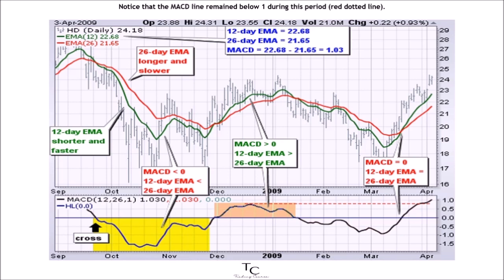Look at the red dotted line. This means the distance between the 12-day EMA and 26-day EMA was less than 1 point, which is not a big difference.